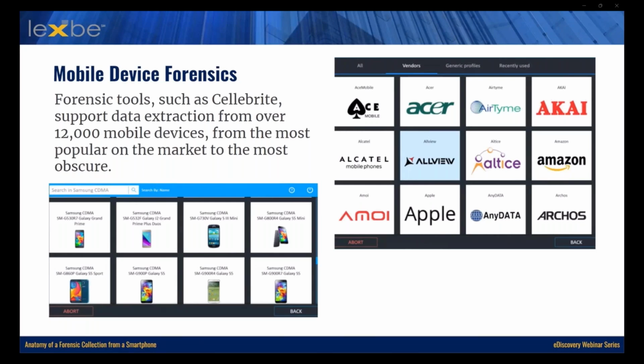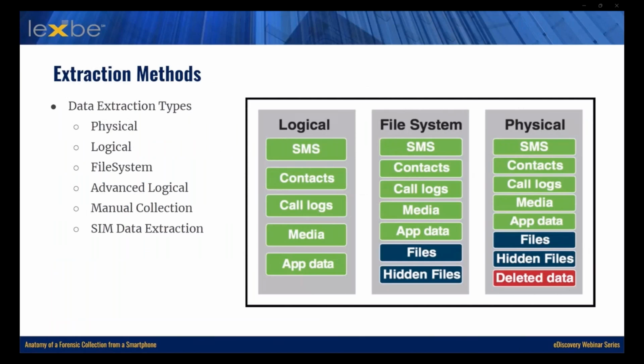And here are different extraction methods. So when we talk about preserving data from a phone, we typically do it in one of these ways. One would be the physical. The physical extraction gets every single thing off the device itself. This will include all the logical data that you see, any of the file system data, as well as any deleted data that is still on the device, since physical collections will collect the unallocated space of the phone that's not used, and where deleted data may be stored.